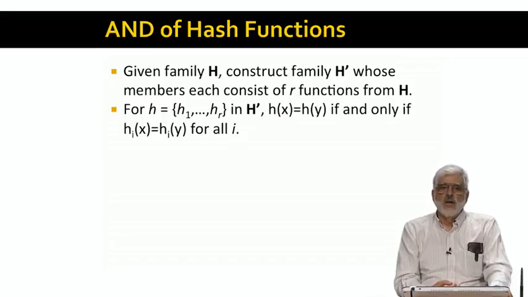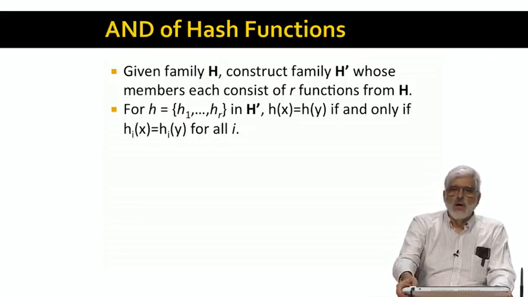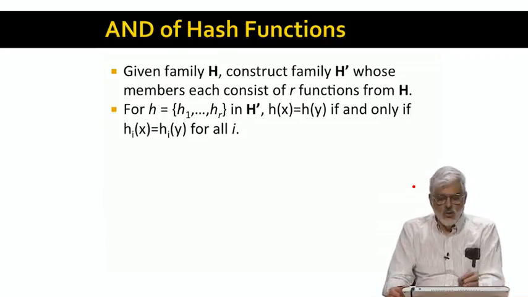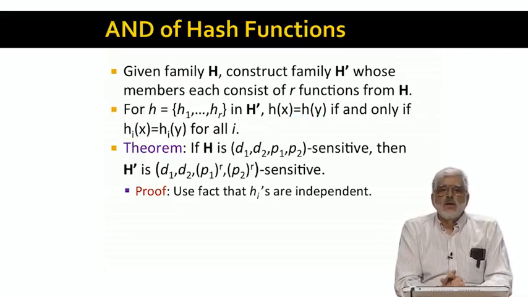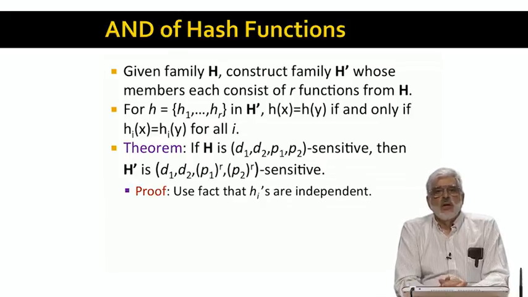Using our convention that h of x equals h of y means that the answer for x and y is yes, we can write the rule for h as shown. That is, h of x equals h of y if and only if hi of x equals hi of y for all i, where i ranges now from 1 to r. The family H' amplifies the effect of H according to the rule given here. The lower and upper distances d1 and d2 don't change. However, the two probabilities are each raised to the rth power.